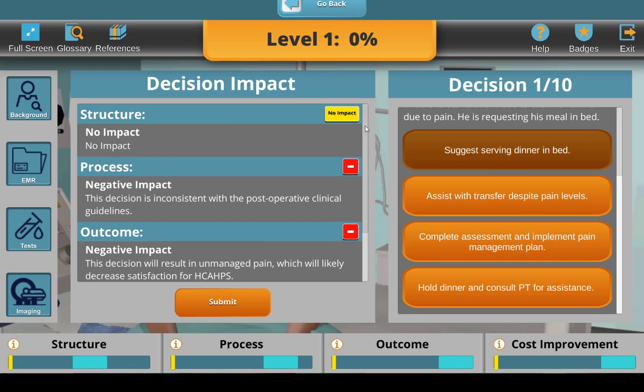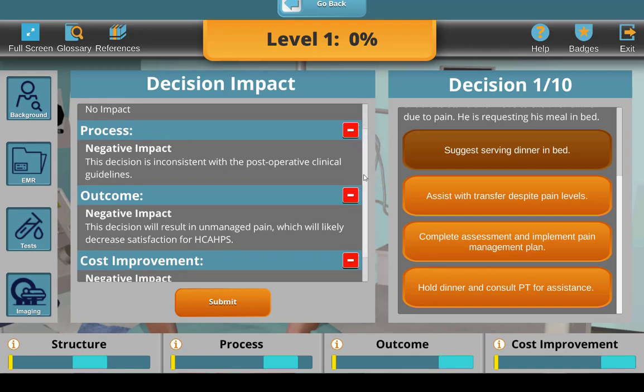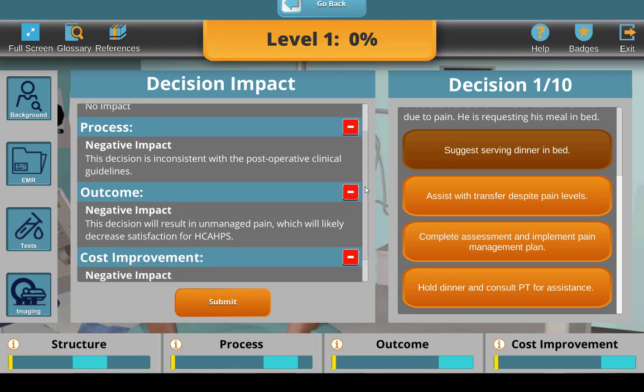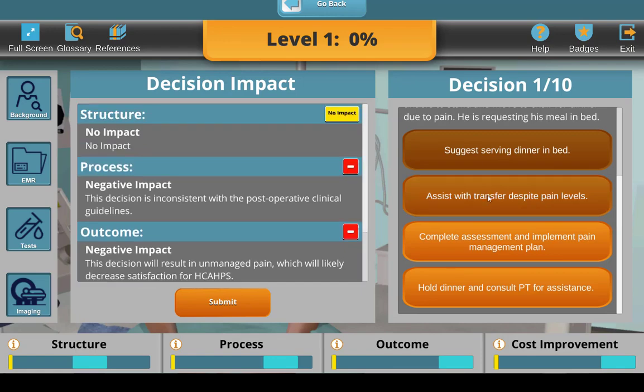So apparently, if we let him have dinner in bed, that's not going to have an impact on structure, right? Because we're probably making the patient happy. But process, it's not consistent with what is supposed to happen post-op. Outcome, well, there's a negative outcome there because of the unmanaged pain, which hasn't been addressed. And cost improvement, certainly, if we don't move him and he needs to be moved, that obviously could cause a lengthy stay at the facility, et cetera, and increase costs. So this is showing us that this is probably not the best suggestion.